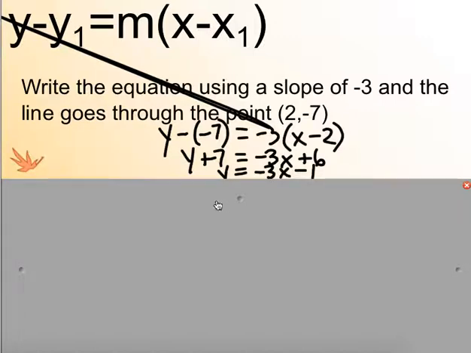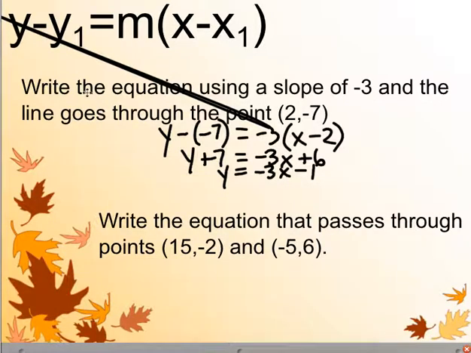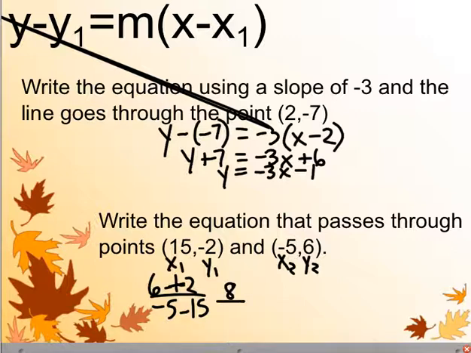Okay. And then the second one on this page, let's find the slope and plug it in. So we do our slope by doing y2 minus y1, so 6 minus a negative 2, over x2 minus x1, so negative 5 minus 15. And we're going to add these together, so we get 8 over a negative 20. Which we can simplify, divide each of these by 4, and get negative 2 over 5.